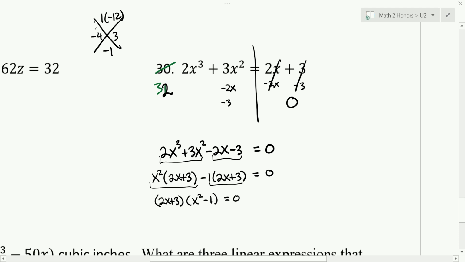Can we factor more? Keep factoring if you can. And that's a difference of 2 squares. So we got 2x plus 3, x plus 1, x minus 1 equals 0. Okay, so first step, set it equal to 0. Second step, factor it. We did both those steps. What's the last step?